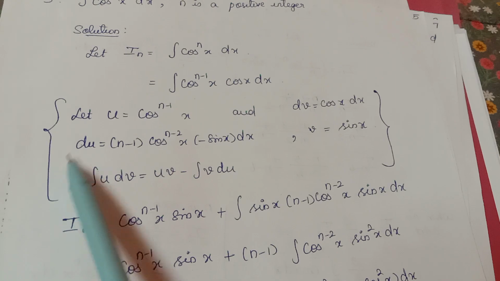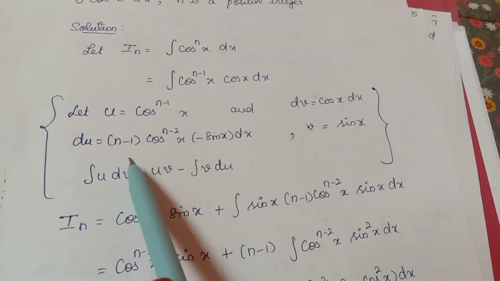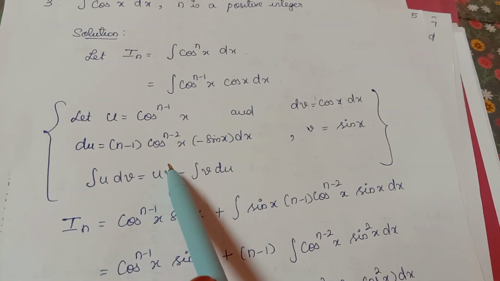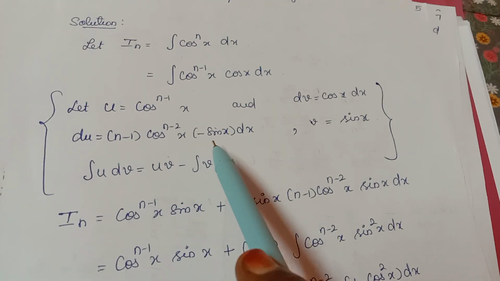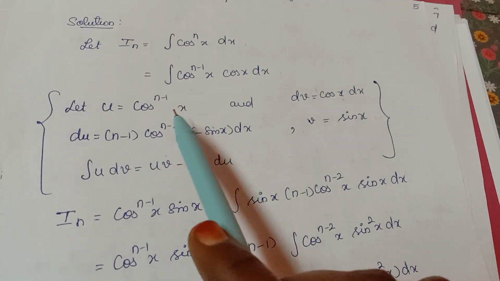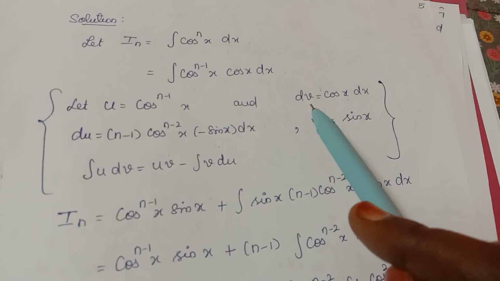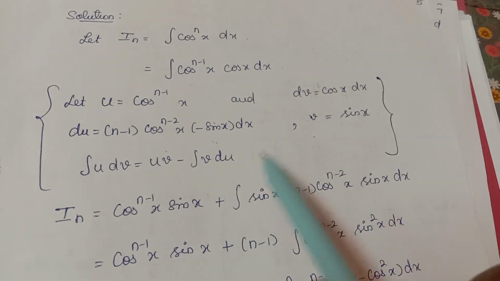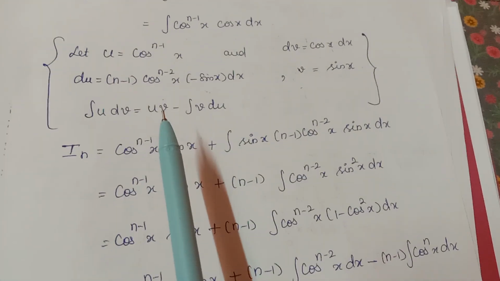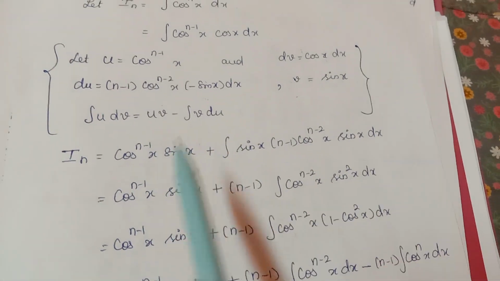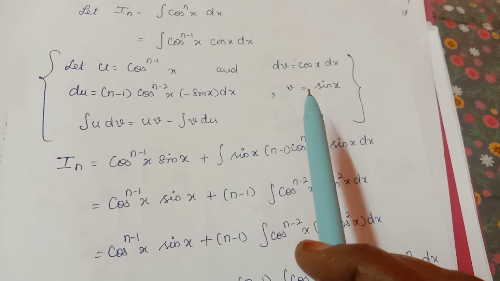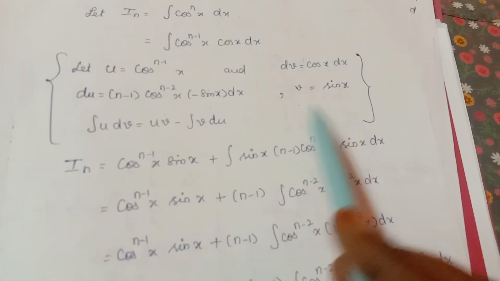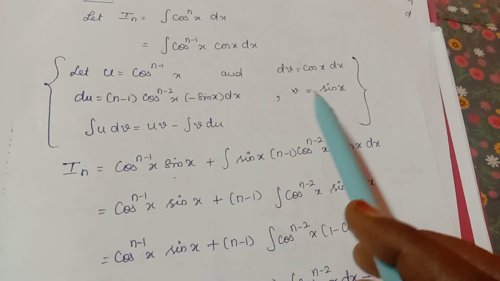So what will be du? Differentiation of this one is n minus 1 into cos x power n minus 2 into differentiation of cos is what? Minus sign. Chain rule I am applying here. Minus sin x into dx. Next, integration of this, v equal to integration of cos x is sin x. What's the formula for integration by parts? uv minus integral v du. So you substitute. So it will be what? Cos x power n minus 1 into sin x minus integral v into du.